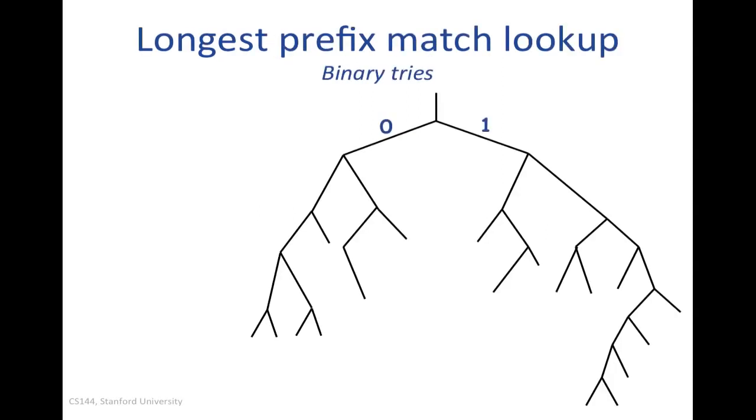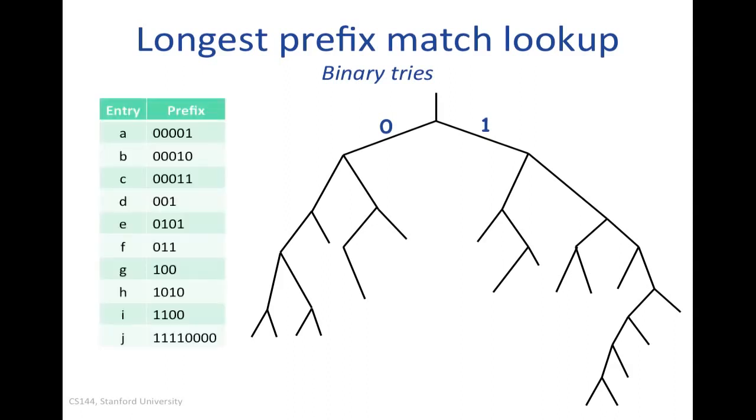Let's look at how we might implement this in a table. One common implementation is to use what's called a binary trie, T-R-I-E. There are many variations of this, but this is the most common one here. Let's say that we had a prefix table that looked like this. This prefix table is a bit strange because all the prefixes are very short. I'm just doing that so that they can be clearly represented in this table. So I've got 10 different entries in the table, and I'm going to populate them on this trie right here.